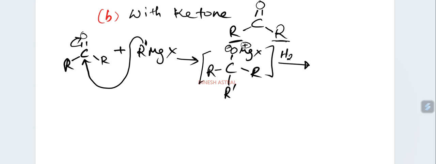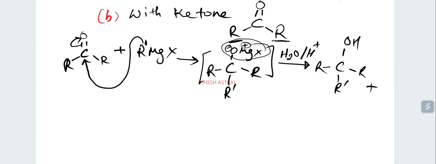Next is acidic hydrolysis. Same thing here: remove this one and add OH, so it will be a C-OH molecule, and the byproduct is the same here also, MgOHX. So please remember this. What kind of alcohol do you get here? Here you get tertiary alcohol. So when a ketone reacts with Grignard reagent, you get tertiary alcohol.